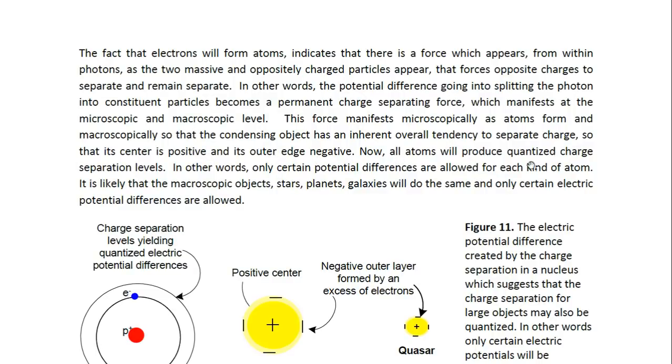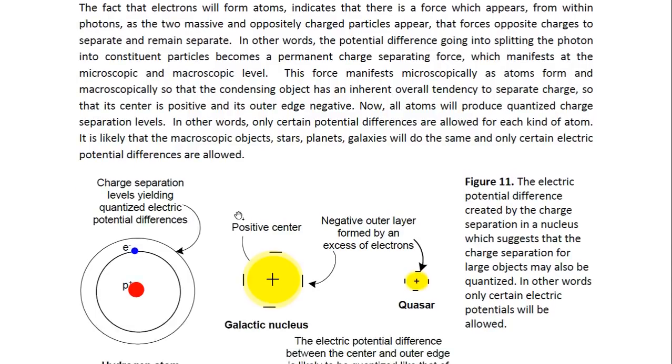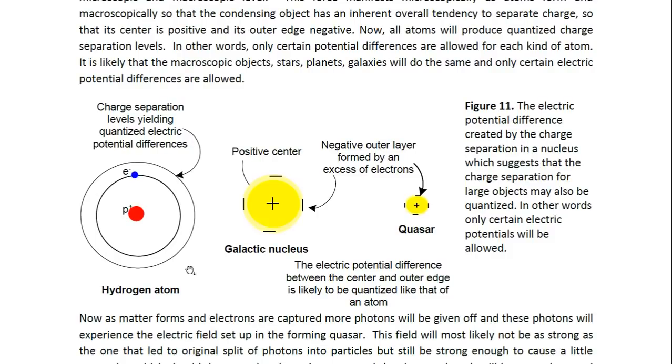Now, all atoms will produce quantized charge separation levels. In other words, only certain potential differences are allowed for each kind of atom. It is likely that the macroscopic objects, stars, planets, galaxies, will do the same, and only certain electrical potential differences are allowed. So what we have here is what happens on the microscopic level, that is, atoms forming with electrons only at certain separations, which leads to only certain electric potentials, because it depends on how far these are.